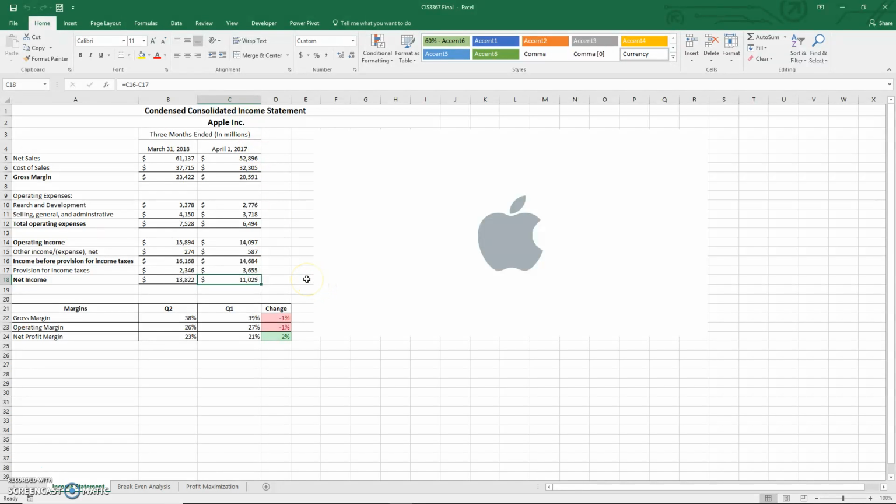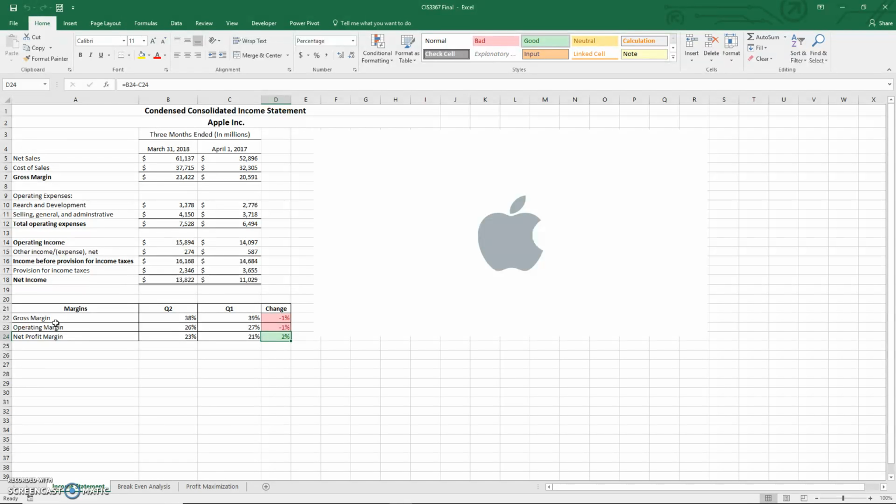To get a picture of how the company is actually performing, I've done a few financial ratios to evaluate the given numbers. Gross margin is calculated by gross margin over revenues. Operating margin is operating income over revenues, and net profit margin is net profit over revenues. While it seems that Apple is doing poorly because of the 1% decreases in gross and operating margins, they have actually made up for the difference with a 2% increase in net profit margin, which ultimately offsets the 1% losses.